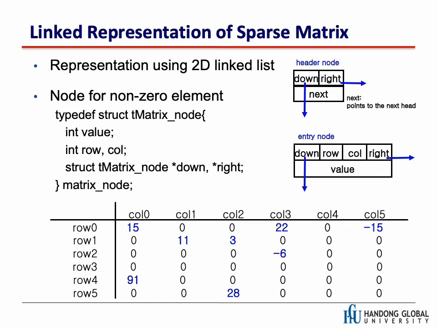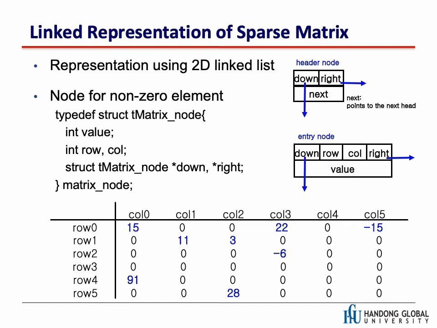We have two different structures for the header and the entry node. For the header node, we have down and right pointers, and next points to the next head. For example, if it is the header node of column 1, then down will point to 11. Actually, this is a little complicated. The header node works as the header of the column, and at the same time it works as the header for the rows. So column 1 and row 1 share the same header node. The 11 is on the diagonal, so it's a little confusing.